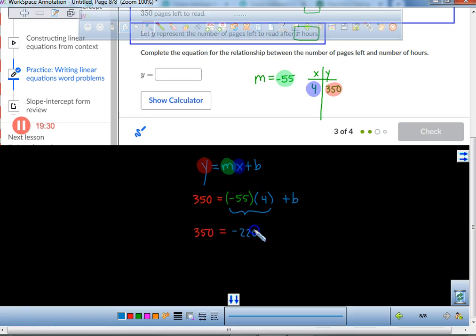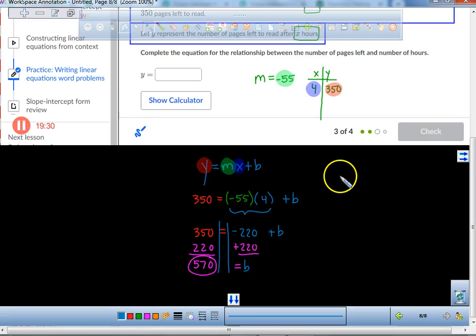All right, we have negative 220 plus B. So to solve for B, what would we have to add to both sides of the equal sign? We'd have to add 220 and add 220. So how large was the book to begin with? It was 570 pages. That's my Y-intercept, everybody. That's what is equal to my B value.